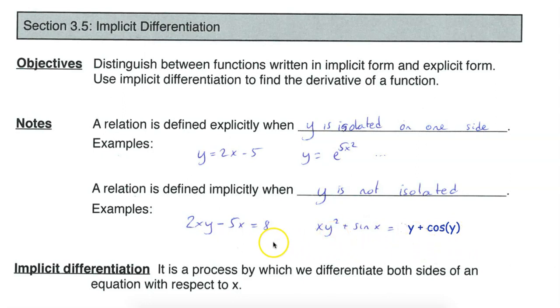So sometimes, like in the first example, it would be possible to manipulate this relation and make it explicit. We could move the 5x, we could divide by 2x, and then we would have y equals 8 plus 5x over 2x, and that would be defined explicitly. In other cases, like here, I just tried to make it complicated. You have y squared, you have y, you have cosine y. There's no way in the world that you're going to be able to put all the y's together, factorize, and get y equals. So this is bound to remain implicit.